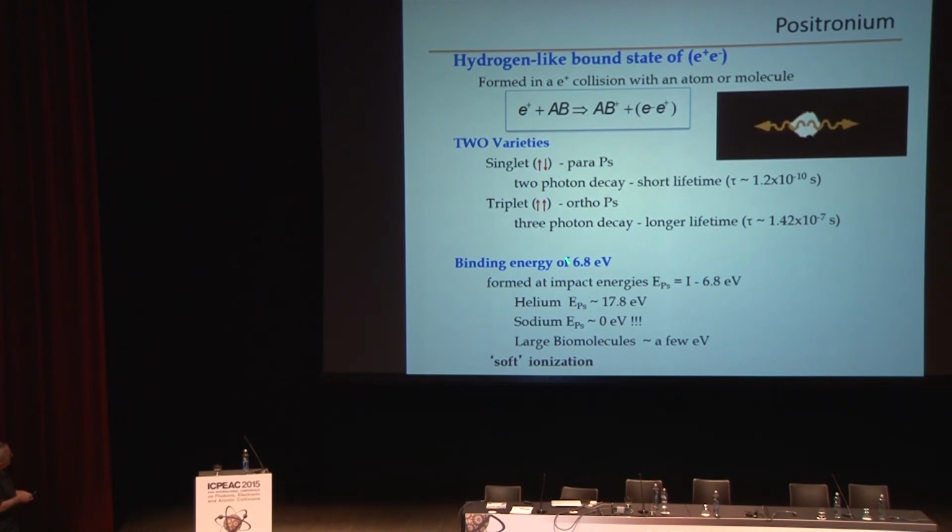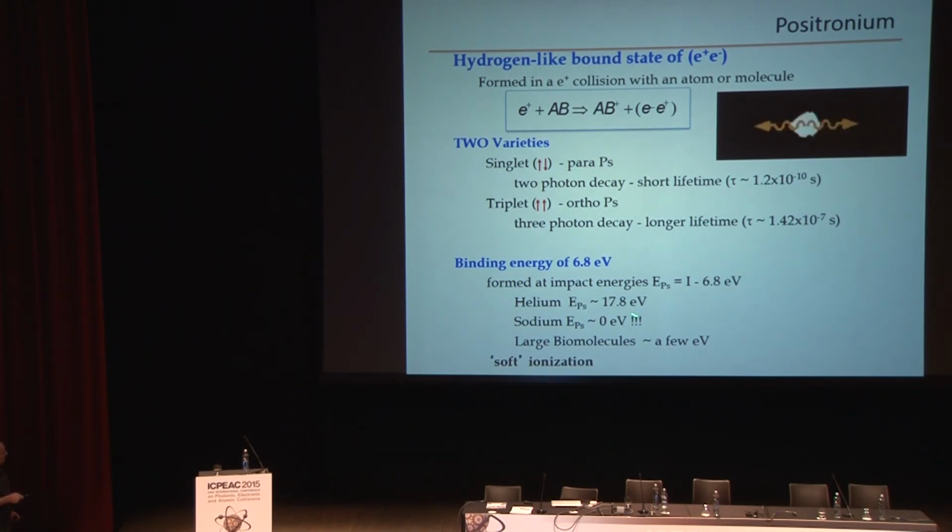An interesting thing with positronium is that it has a binding energy of half that of atomic hydrogen because of the reduced mass. So you can form positronium 6.8 eV below the ionization potential for whatever the atom or molecule is. In the case of helium, the threshold for positronium formation is 17.8 eV. That therefore is also the threshold for one ionization channel of the helium atom with a positron.